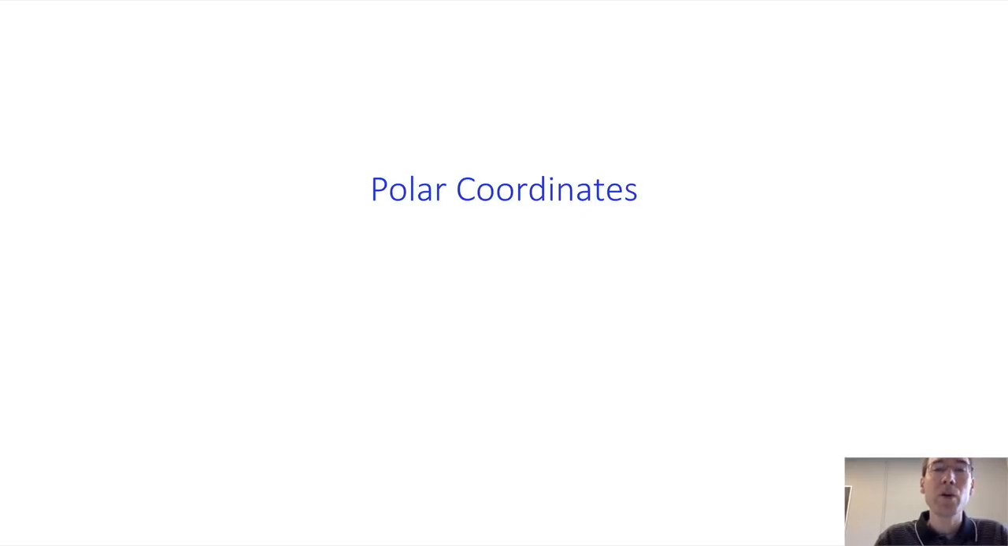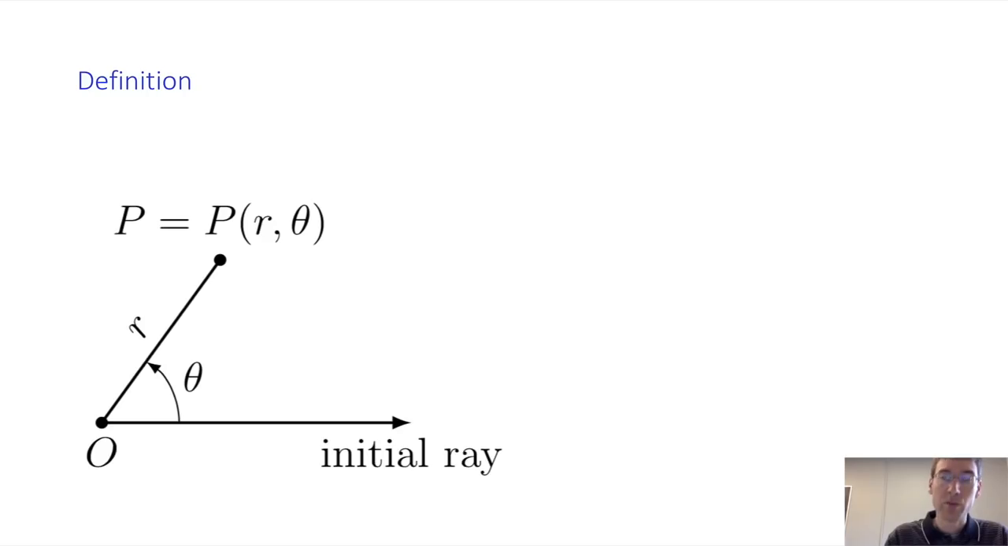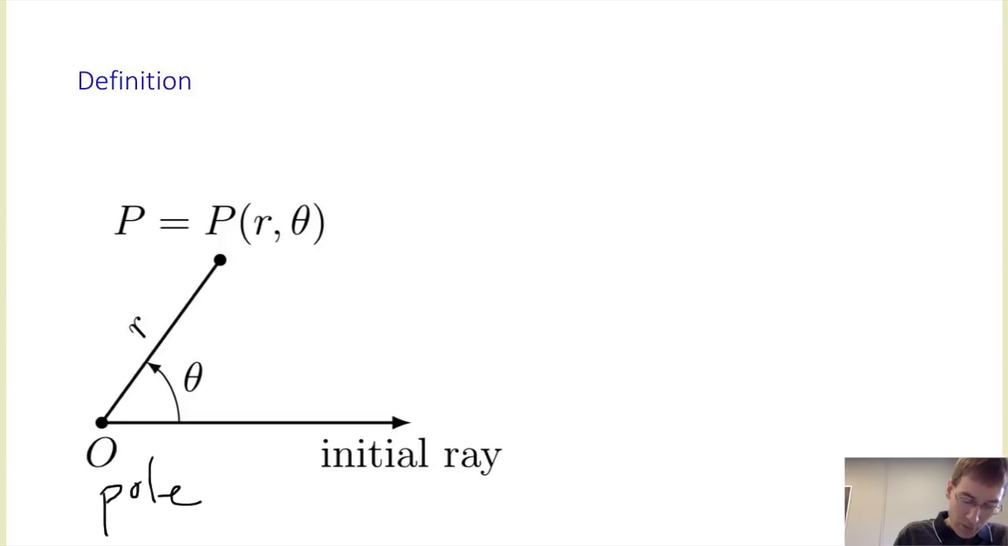In this episode, I'll discuss polar coordinates and their relation to Cartesian coordinates, which you're already accustomed to working with. I'll start by fixing a point O, called the pole or origin, and an initial ray called the polar axis.